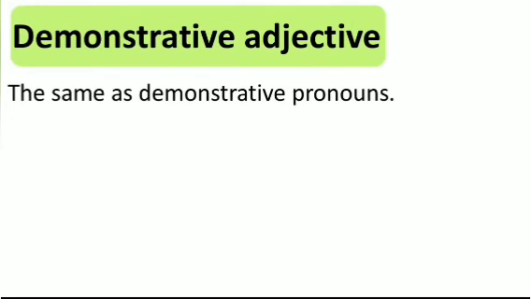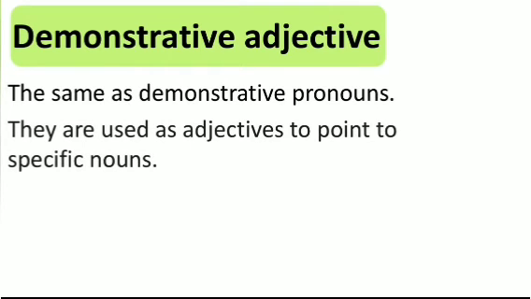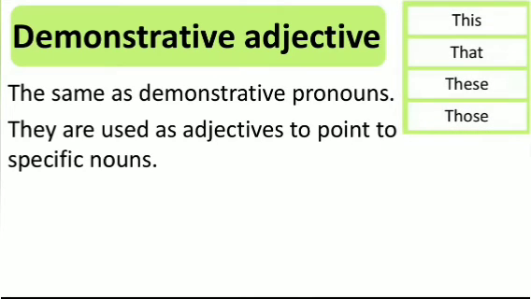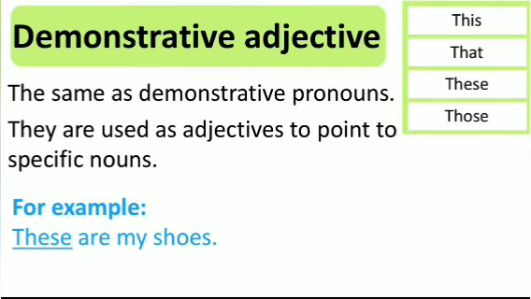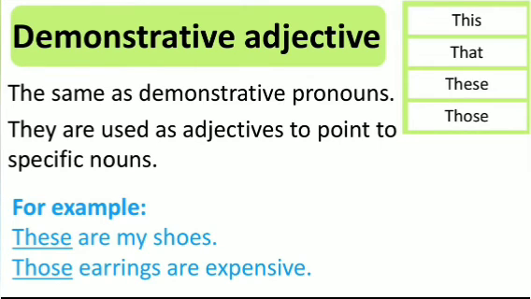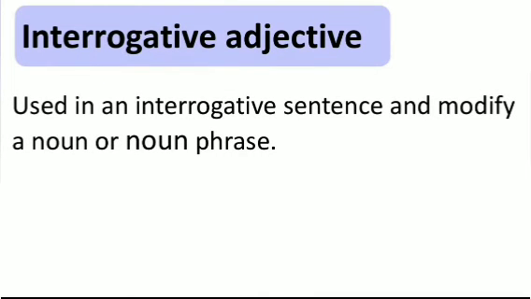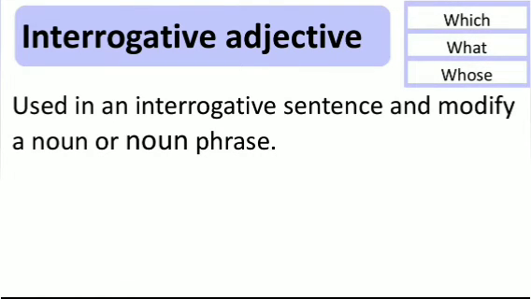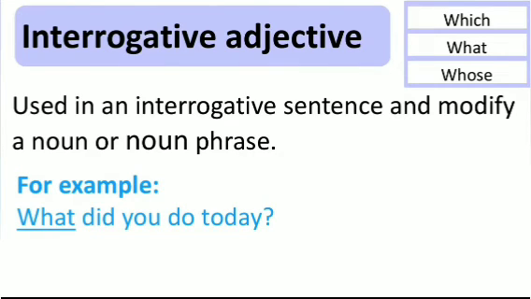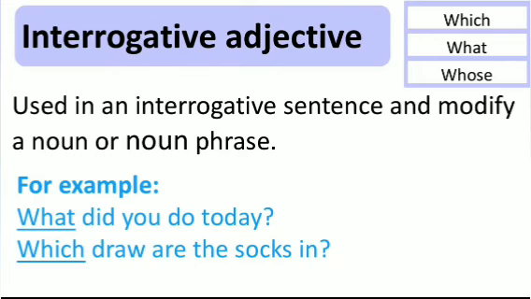Demonstrative adjective. This is the same as demonstrative pronouns. They are used as adjectives to point to specific nouns. This includes this, that, these, those. For example, these are my shoes. Those earrings are expensive. Interrogative adjective. This is used in an interrogative sentence and can modify a noun or noun phrase. This includes which, what, whose. For example, what did you do today? Which drawer are the socks in?